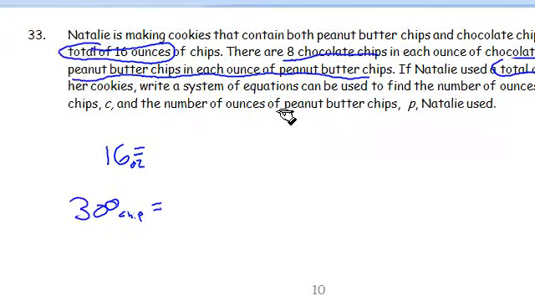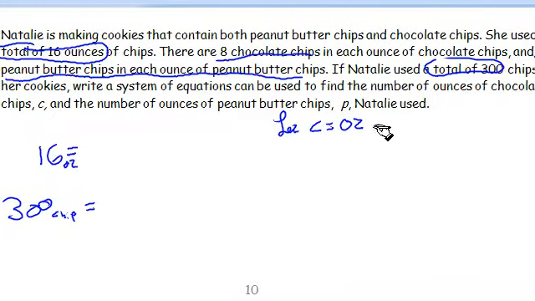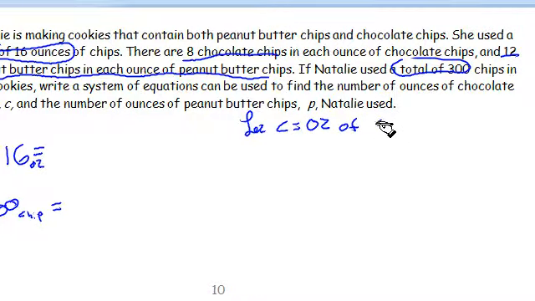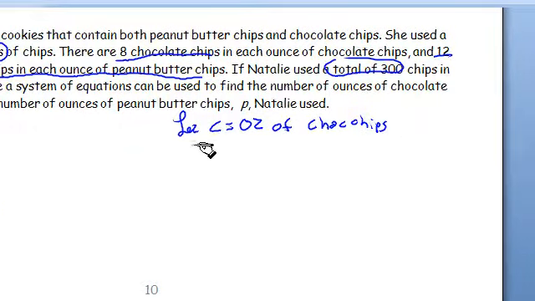So we're going to say, let's see here. Let C equal ounces of chocolate chips. Let P equal ounces of peanut butter chips. Oh, peanut butter, my favorite food.